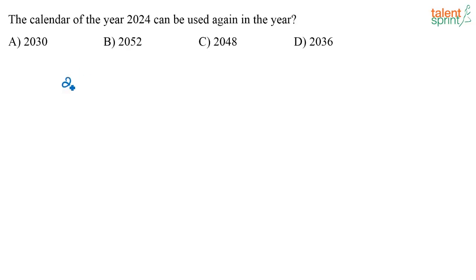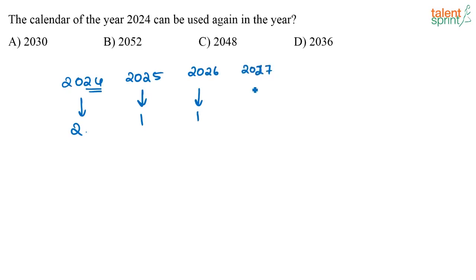See, for example, 2024 is a leap year, so 2 odd days are there. Now 2025 is a non-leap year, so it has 1 odd day. 2026, non-leap year, 1 odd day. 2027, non-leap year, 1 odd day. 2028, leap year, 2 odd days. 2029, non-leap year, 1 odd day. 2030, non-leap year, 1 odd day. So from 2024 to 2030, how many odd days are there? 2 plus 1, 3, 4, 5, 6, 7, 8, right?